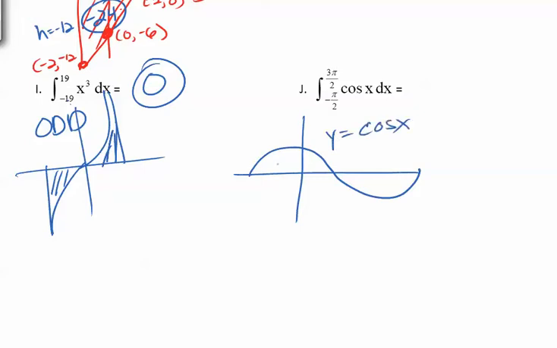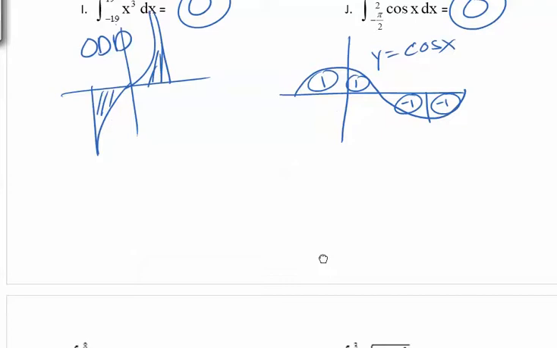We've already done this. We know that each of these areas would be 1 and each of these areas would be negative 1. So use what you've done before to save time. Could you, if you forgot that, do the fundamental theorem? Of course, that would be fine.